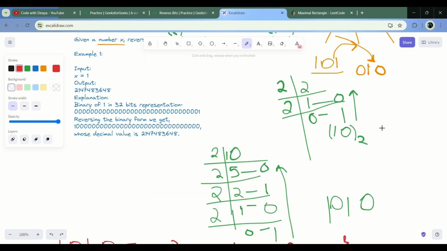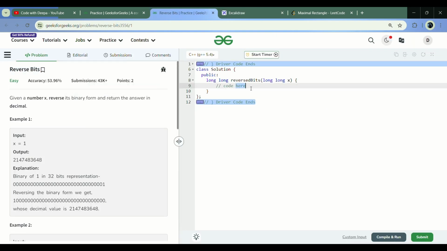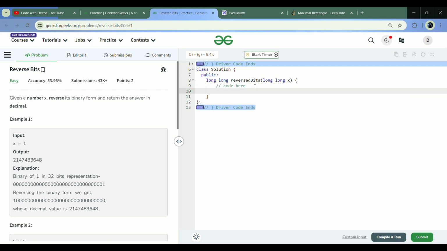So now let us try to code this problem, and we will do it in C++ here. To store the binary representation, first we will create a bitset. As mentioned in the question, we have to get the 32-bit representation of a number. So I'll create a bitset which will be of size 32, and I'll give it the name binary bit, because it will store the binary representation of x.